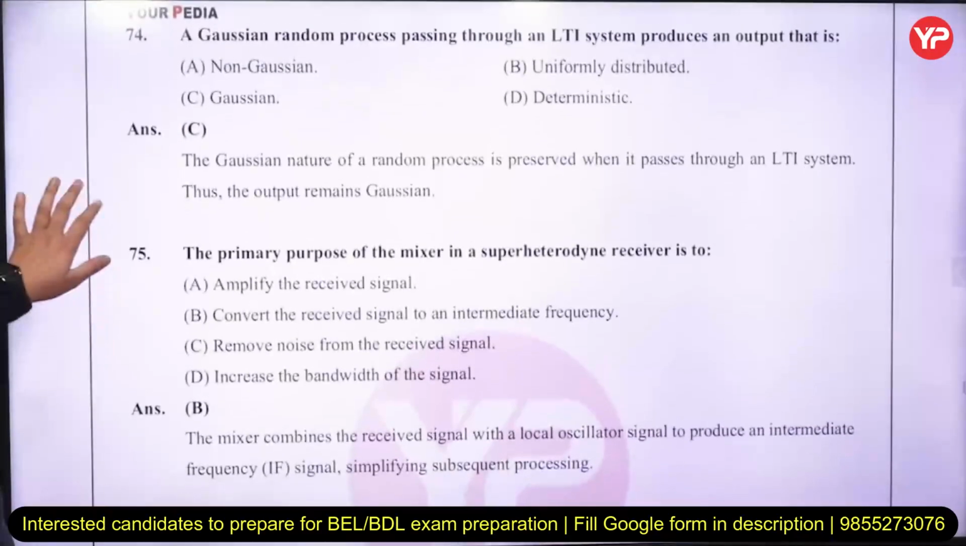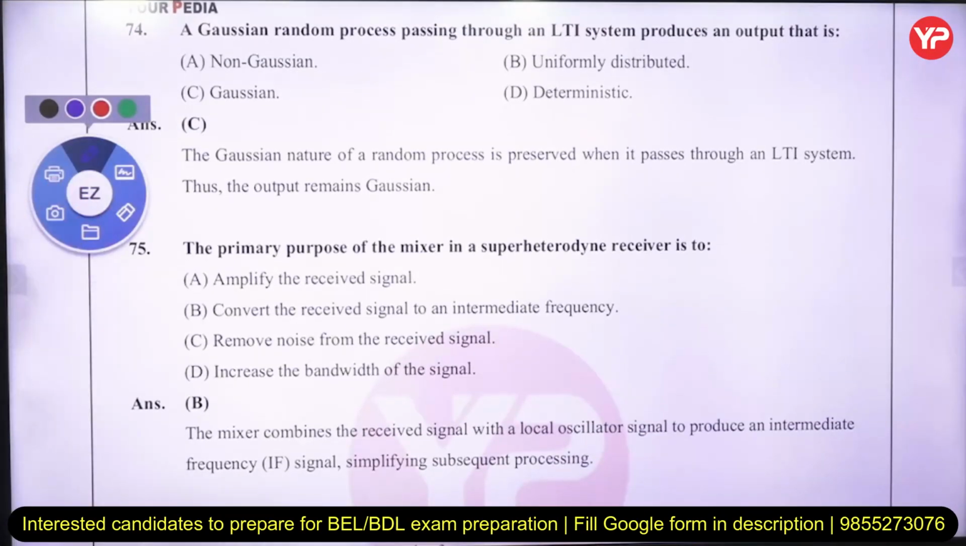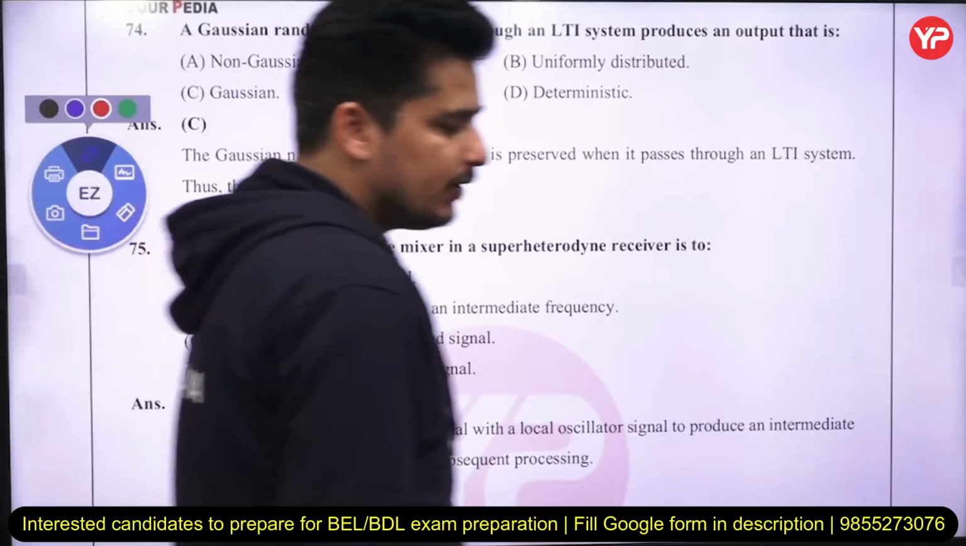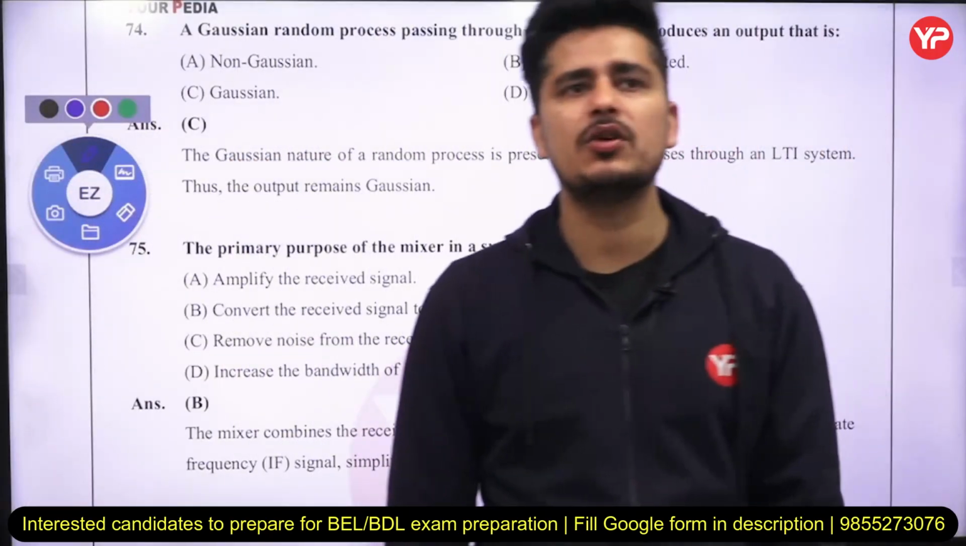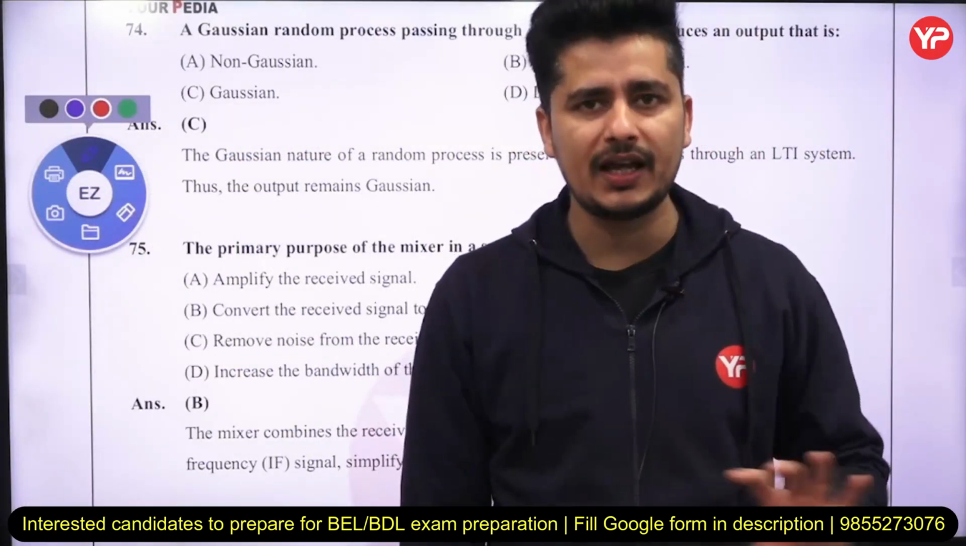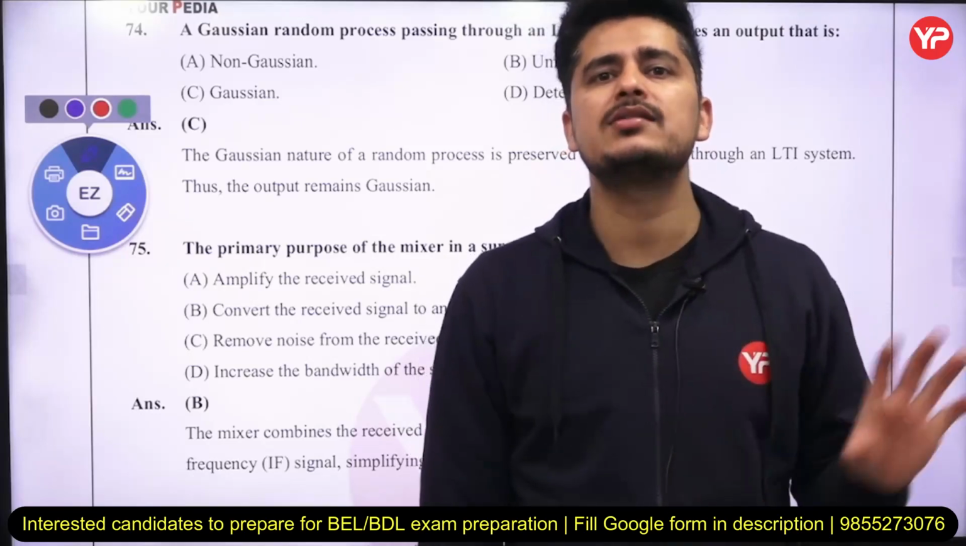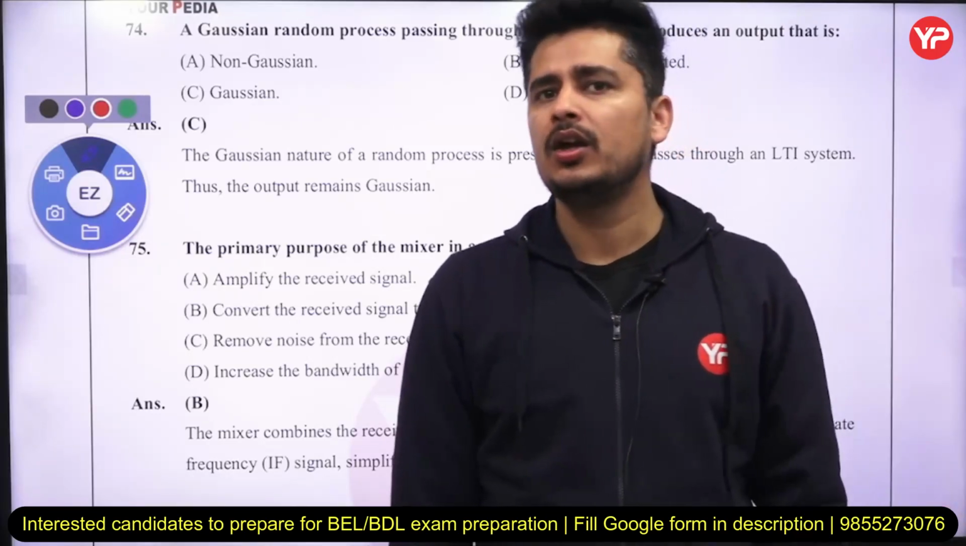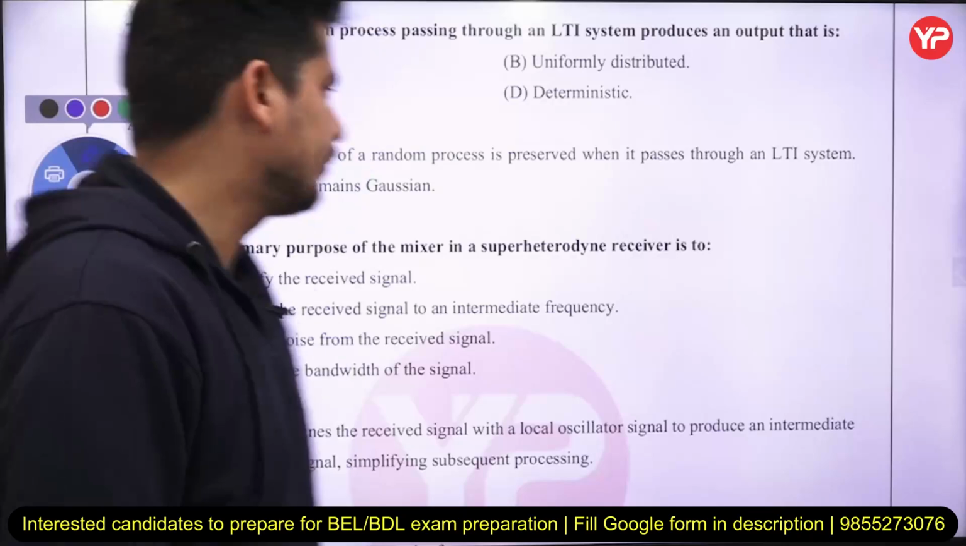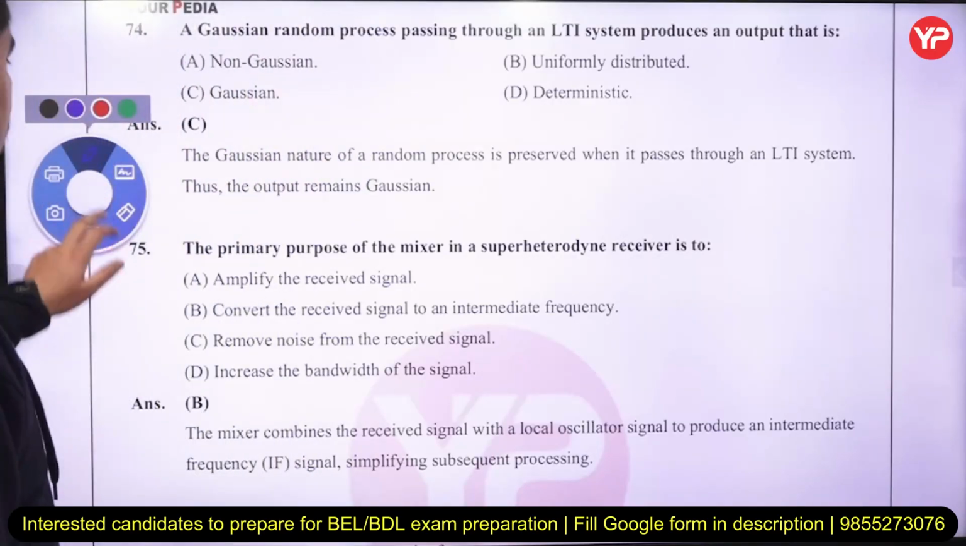Remember that thing. A Gaussian random process passed through an LTI system produces the output. Whenever you have a Gaussian process and you are passing it through any system, the output will also be Gaussian in nature. Remember that thing. So what will be the output? It will be a Gaussian function.